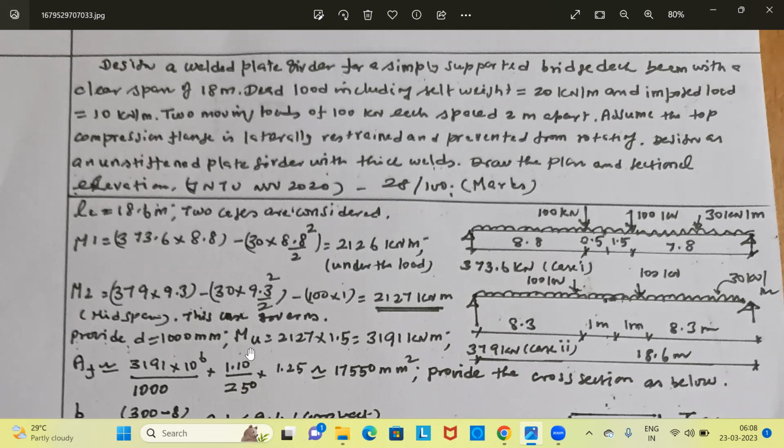For Mu, we have to apply the load factor. We have calculated the maximum bending moment 2127 kilonewton meter. Apply the load factor of 1.5.